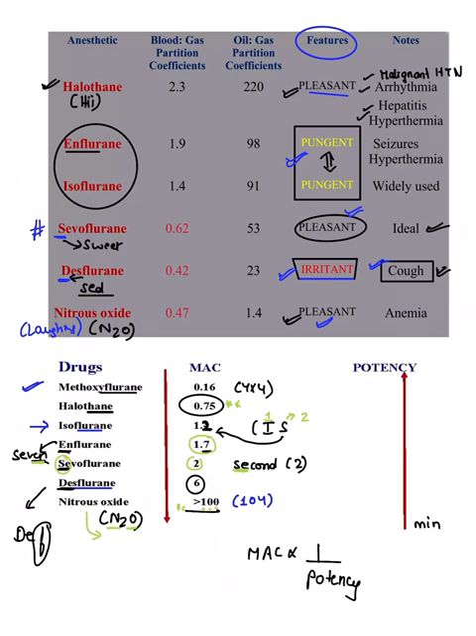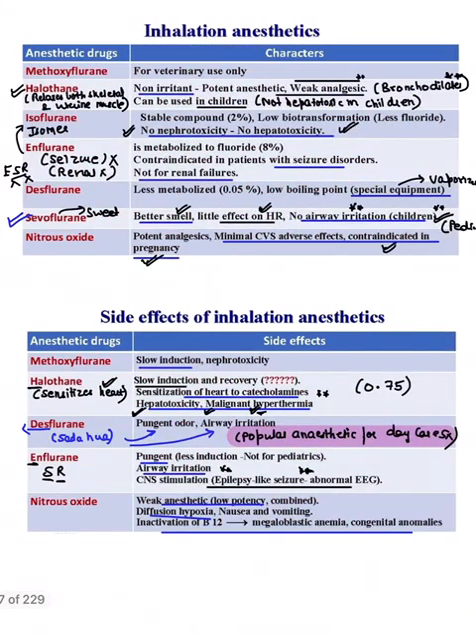Methoxyflurane, this is very less commonly used. How I remember it: that is 4 into 4, that is 16, that is 0.16. Now we'll see some of the important points about each of the following inhalational anesthetics, and then I'll compare them in the form of a table, so that it makes it very easy for you to recall and revise during the time of exam.